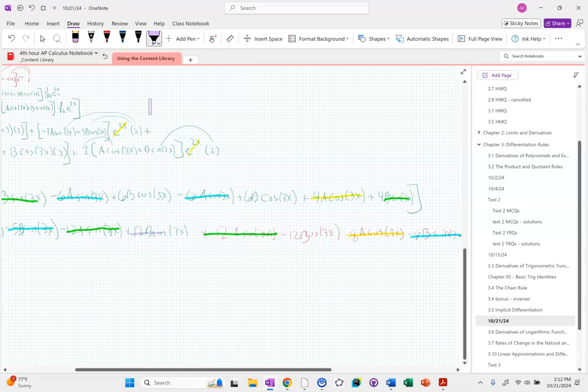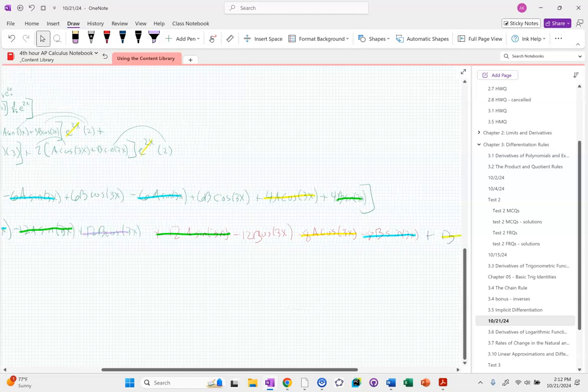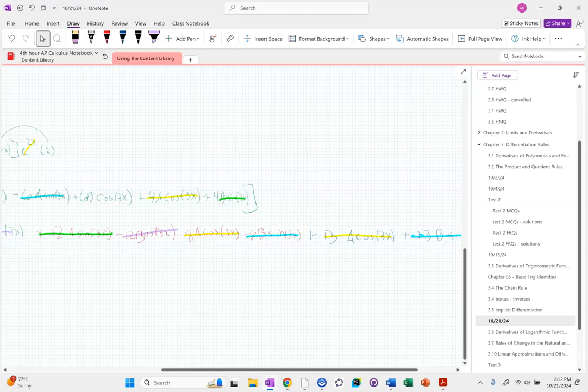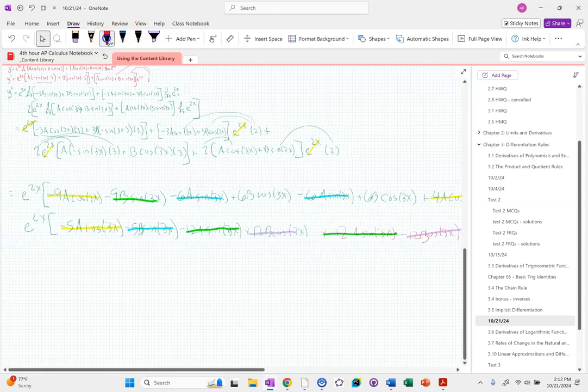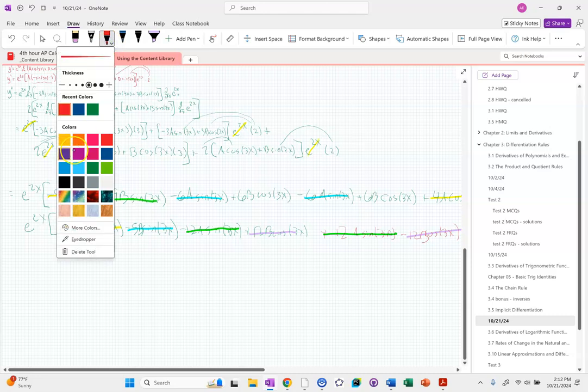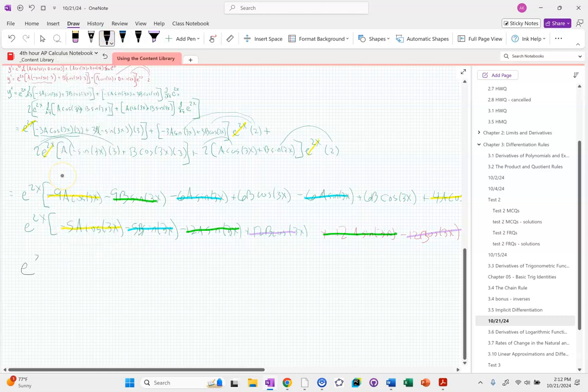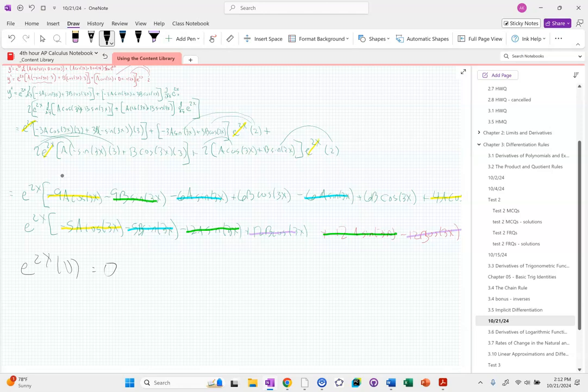I have a positive 12b cosine, a negative 12b cosine. Those are all gone. So what are we left with now? It's just e to the 2x times 0, which is 0. And we're done. Whoa! That was miserable, but doable, although it takes like a sheet of paper.